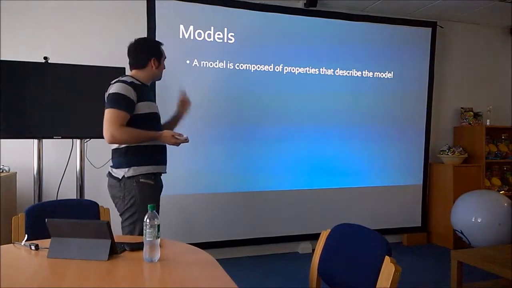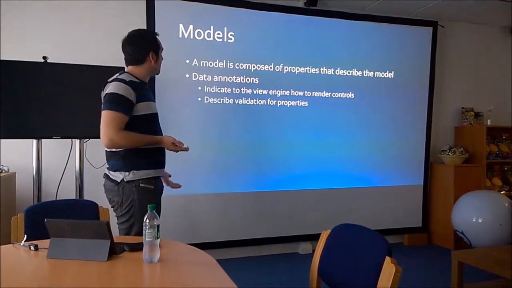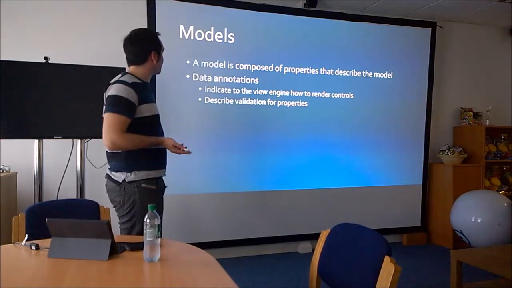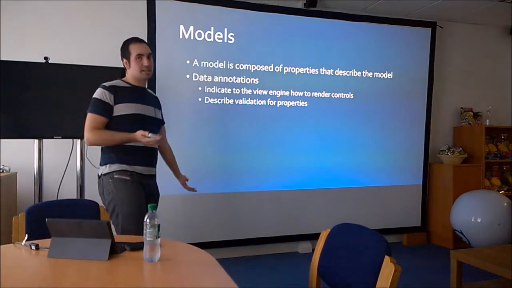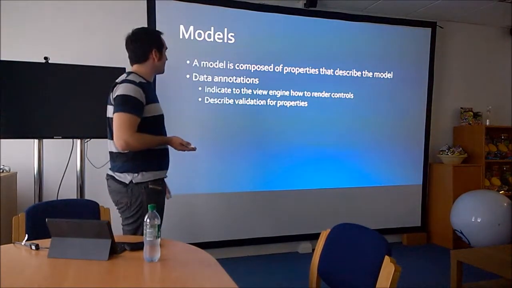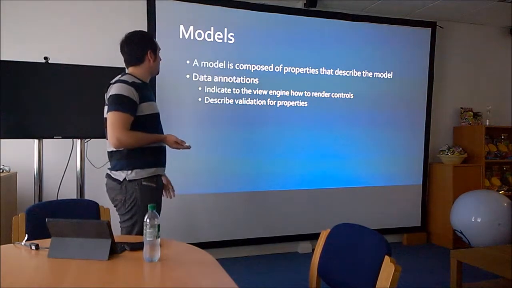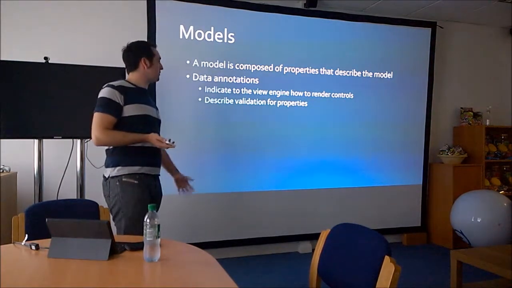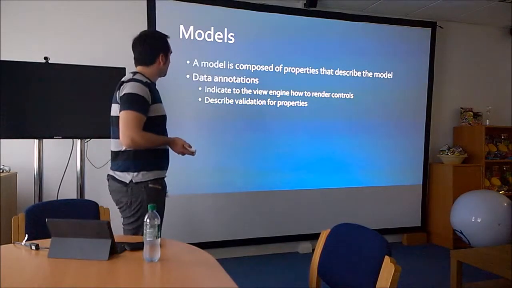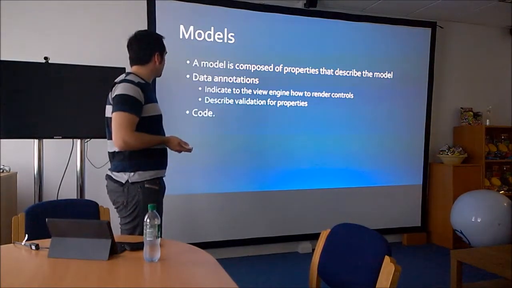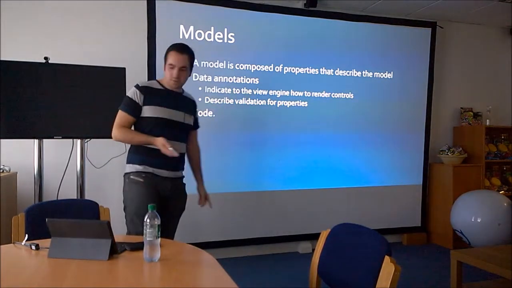Models comprise the properties that describe that model. One of the things we have on models are data annotations, and they can indicate to the view engine how to render the controls. But they can also be used for describing the validation for properties on that page. So, code.